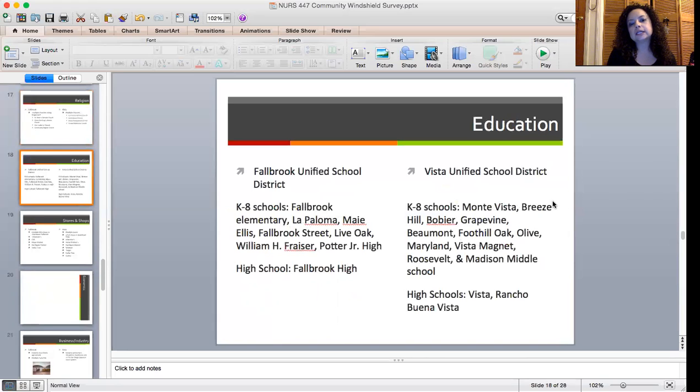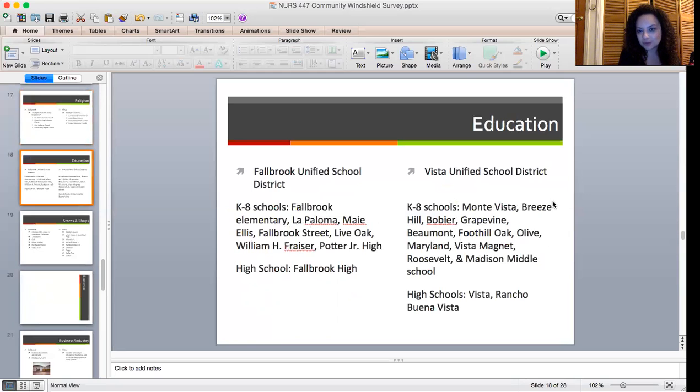Education. Fallbrook has the Fallbrook Unified School District. Schools K through 8 include Fallbrook Elementary, La Paloma, May Ellis, Fallbrook Street, Live Oak, and William H. Fraser Elementary School. There's one middle school, Potter Junior High, and one high school, Fallbrook High School.